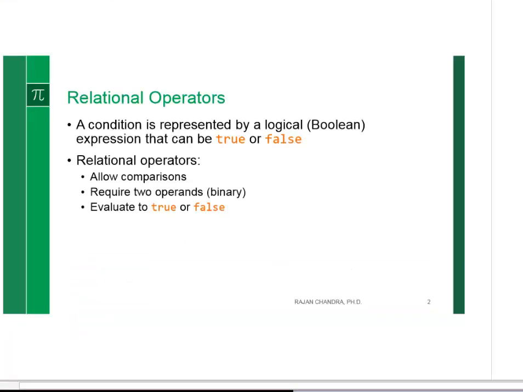The first category is the relational operators. It allows us to compare two data types or two operands. The result is always either true or false.